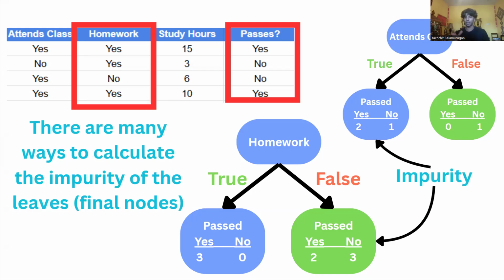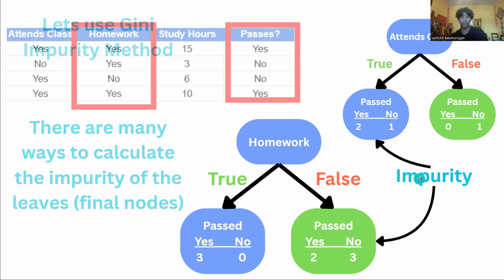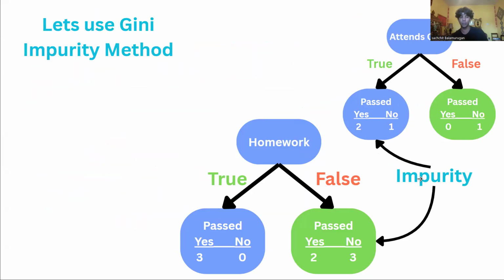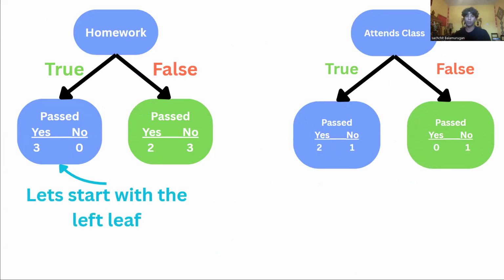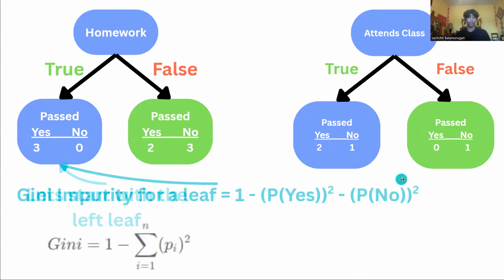So I just explained impurity. The final nodes are the leaves here. Those are where we measure the impurity. Let's go. Okay, so let's use the Gini impurity method. All right. Let's start off with this left leaf here for homework. All right, and we do an equation called Gini impurity on the left leaf.